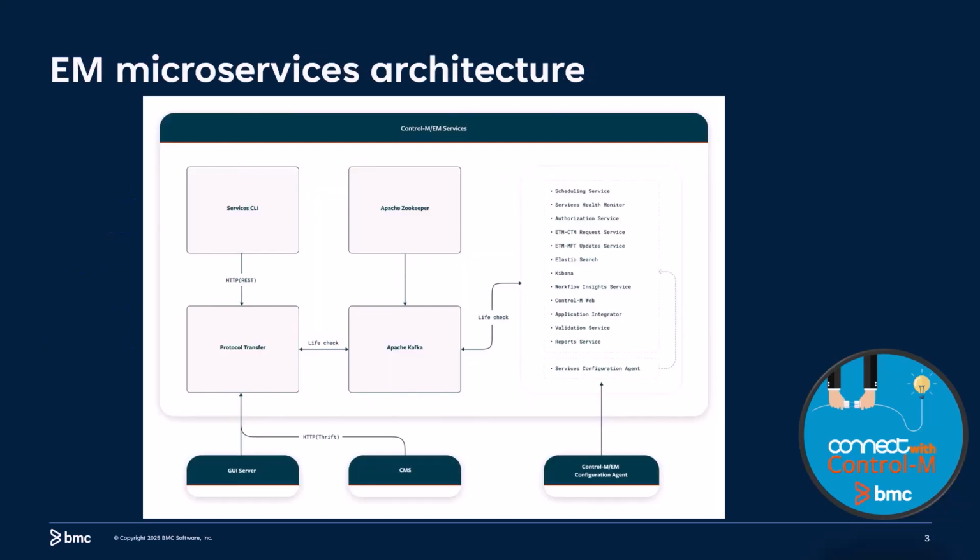This is the services architecture. We can see here all Control-M EM services. The protocol services receive requests from core processes and transform them into Kafka messages. Apache Kafka is a message broker that can receive thousands of requests per second. As already mentioned, the Control-M EM configuration agent controls the SCA start. We will discuss the services individually on the next slide.